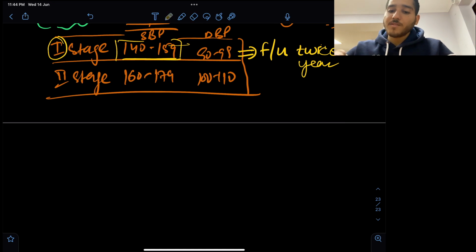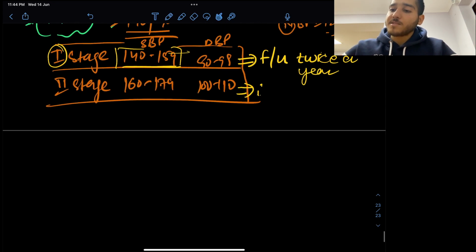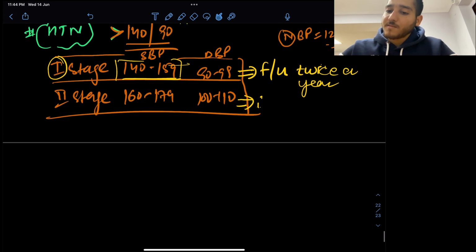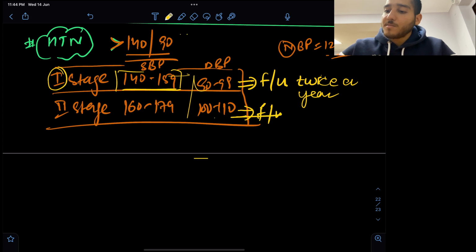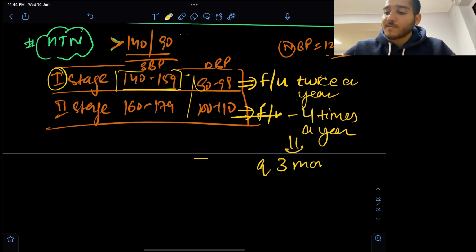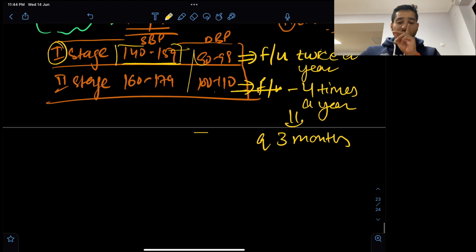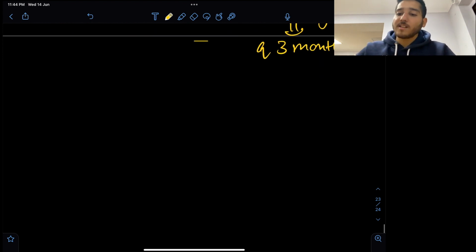For patients of stage 2 hypertension, there will be follow-up 4 times a year. So you'll call the patient in every 3 months for follow-ups, right? So this stage 1, stage 2 hypertension is clear.